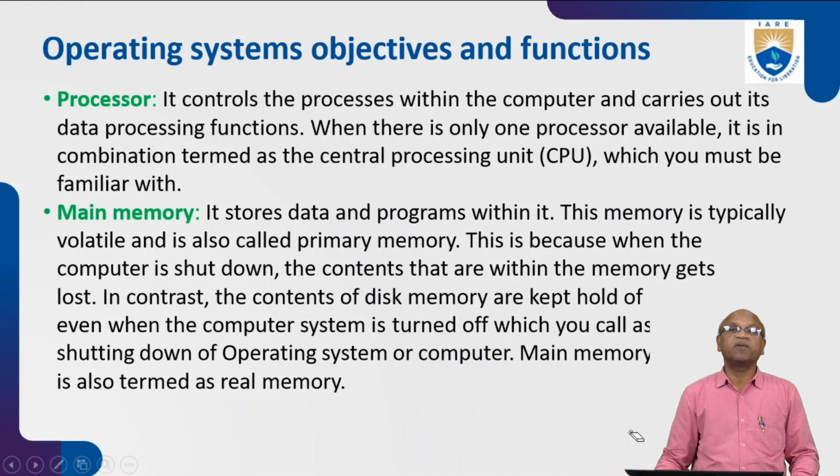Why you call it main or primary memory is that it is a must. If you don't have RAM in the system, your system will not work. You cannot see anything on the screen, and you will get some buzzing sound. It stores data and programs within it. This memory is typically volatile and it is also called primary memory. This is because when the computer is shut down, the contents within the memory get lost. In contrast, the contents of the disk memory are kept whole even when the computer system is turned off, which we call shutting down the operating system or computer.